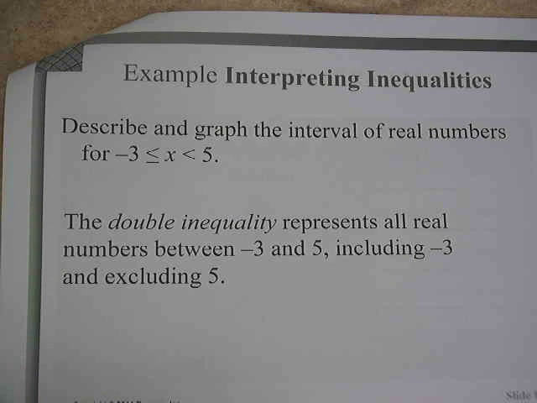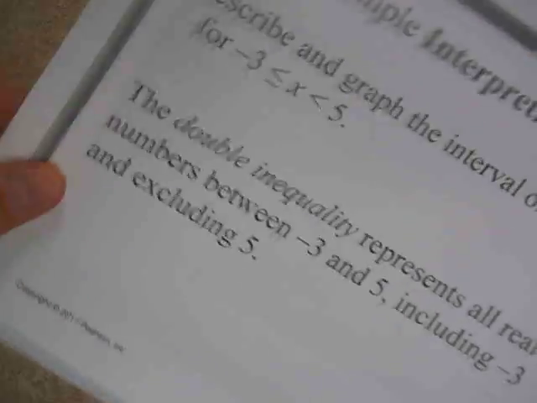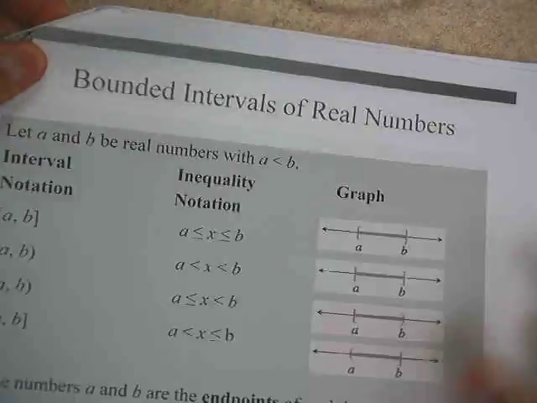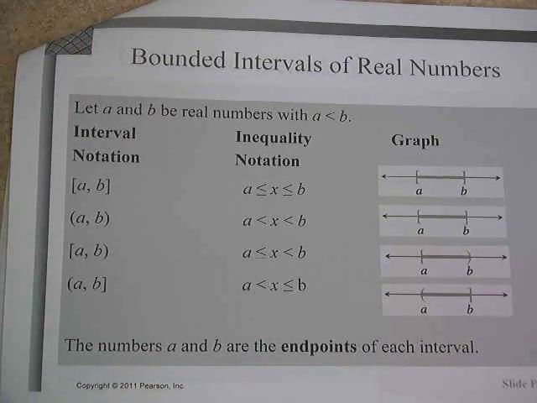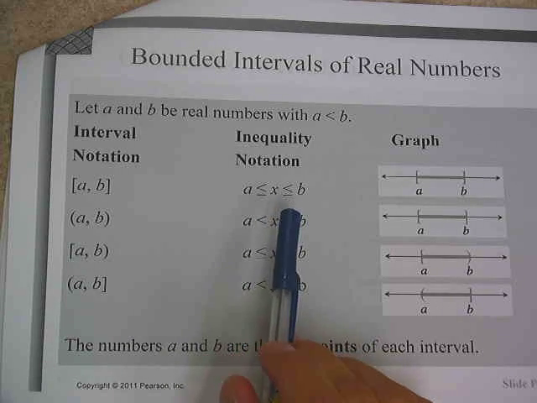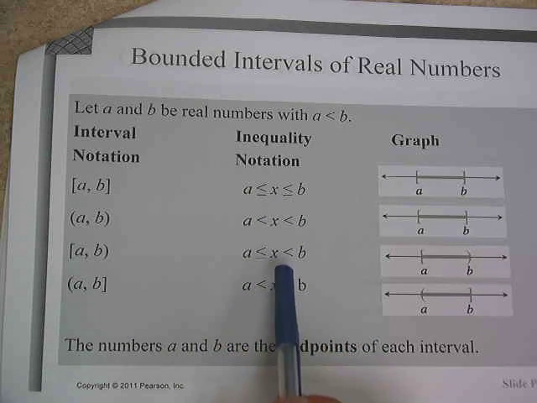Questions on either of those two types of notation? So with that said, I do want to look at another vocabulary word here. This particular one that we've been dealing with is what we call a double inequality. And they've said it in words just like we said. It represents all the real numbers between negative 3 and 5, including negative 3, but remember excluding 5, because 5 is not part of the set if it's a less than sign.